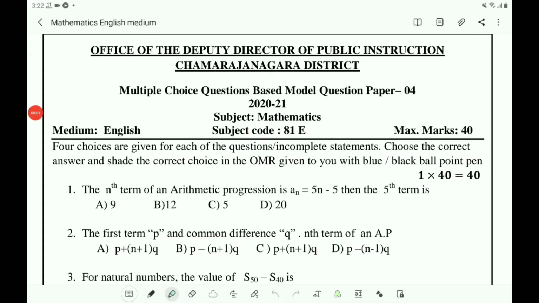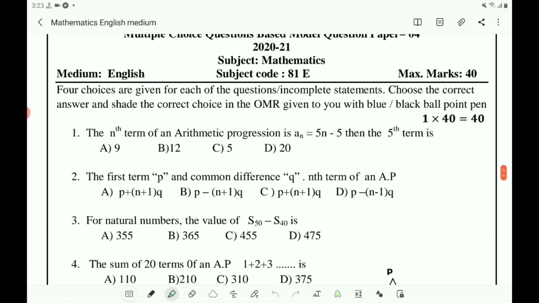Hello children, this is the fourth multiple choice questions based model question paper given by the Office of the Deputy Director of Public Instruction, Chamarajanagar district. Now let us solve this question paper.